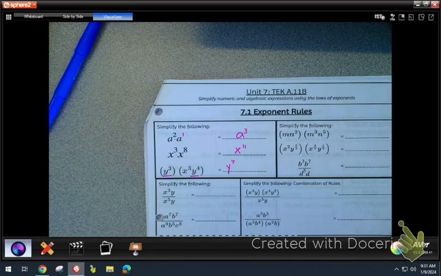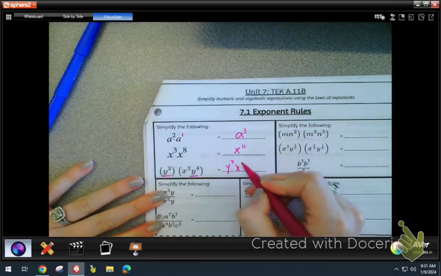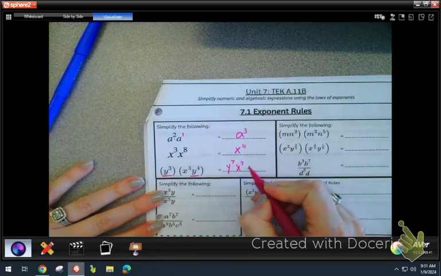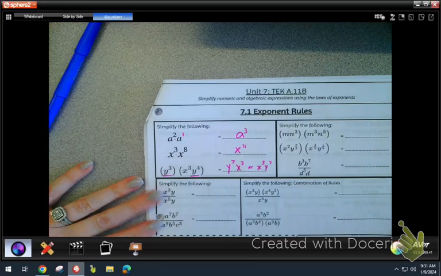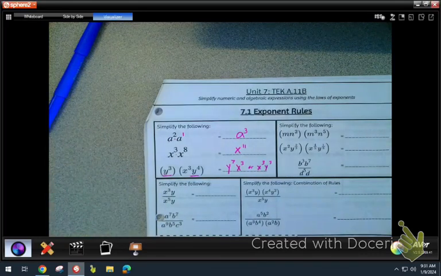But are we done? No. We can't just get rid of x to the third. Is there anything to simplify with x to the third? No, so we just write it down. X to the third like this. Is it okay if you write it like this, x to the third, y to the 7th? Yeah, that's okay too. I would probably do x to the third, y to the 7th because I prefer that a little better, because it's x, y alphabetically. But we're not looking at that right now. And we're done.